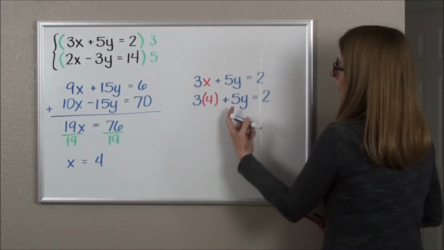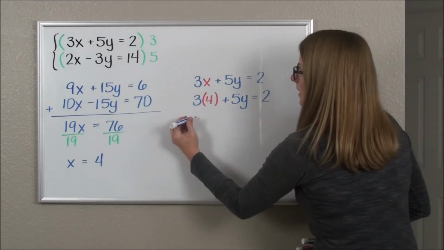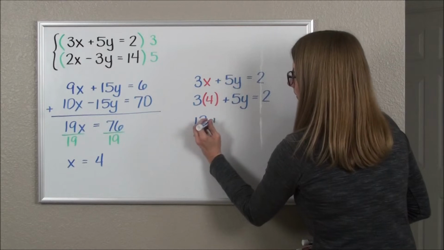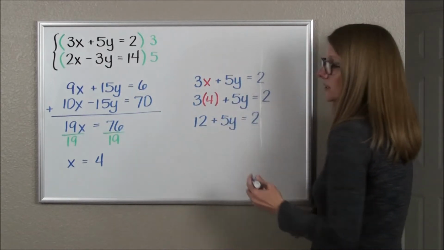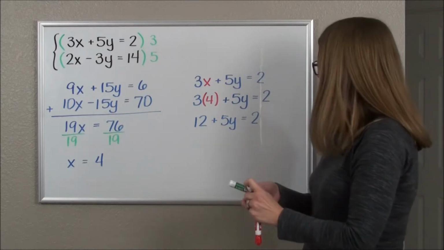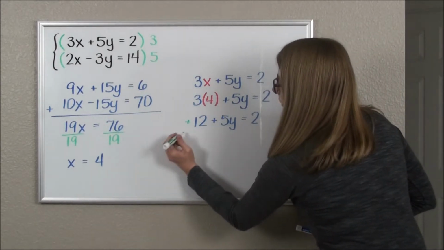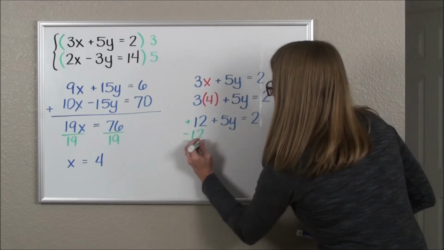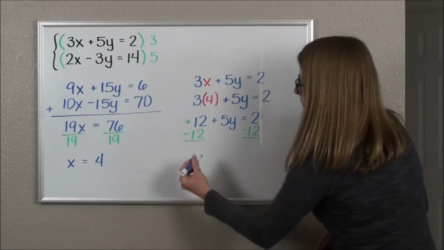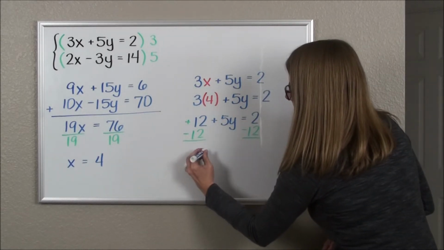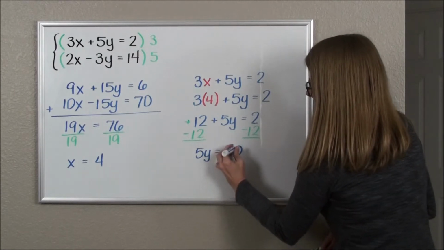And now this is an equation where only y is the variable to solve for. So let's clean this up. 3 times 4 is 12. And if I'm trying to get the y by itself, let's relocate that number to the other side. So let's take this positive 12 and we will relocate it with subtraction. That will give us 5y on the left. And on the right, 2 minus 12 gives me -10.